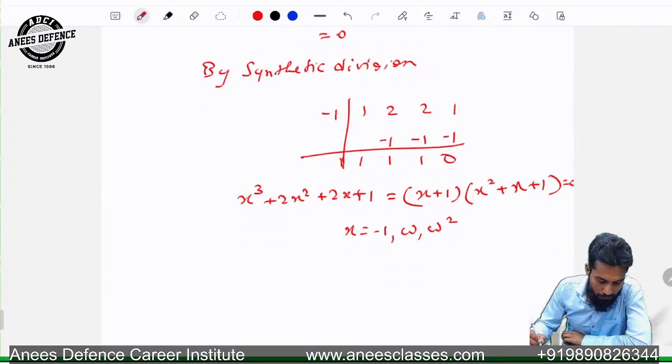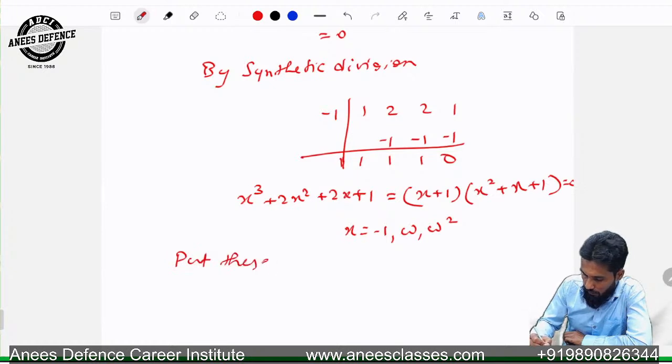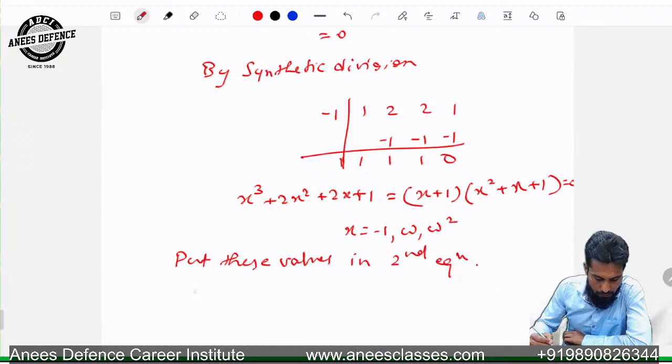These three roots are candidates, as they have said that there is a common root with both the equations, the two equations given in the question. So just put these roots in the second equation and check the value.